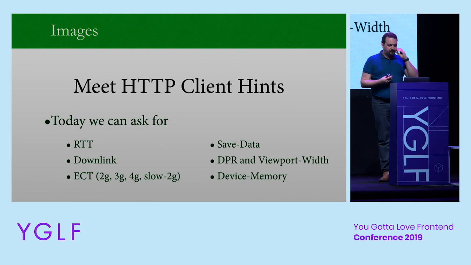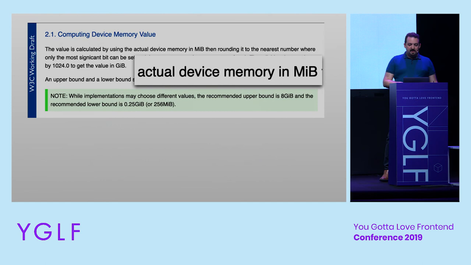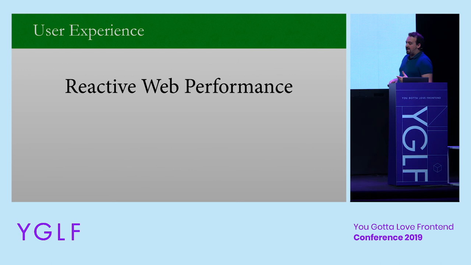By the way, device memory, the API from the W3C, is sending you the actual device memory in MiB, and that's not Men in Black, okay? Now you have learned that's maybe bytes, okay? So now you know that. Remember that. And that leads to something that is known as reactive web performance.